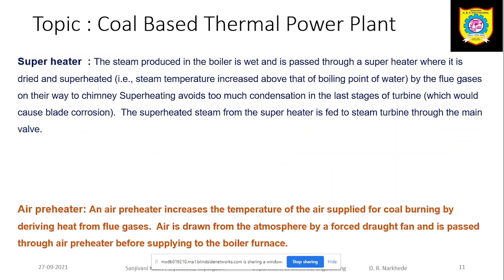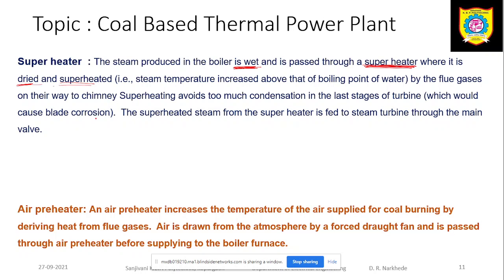The steam produced in the boiler is wet. Basically, whatever steam is produced in the boiler consists of moisture, and that's why it is called wet steam. It is passed through the superheater where it is dried and superheated. So what is the role of the superheater? The superheater will remove the moisture from the steam, and here it is dried and superheated. Dried means we have removed the moisture.